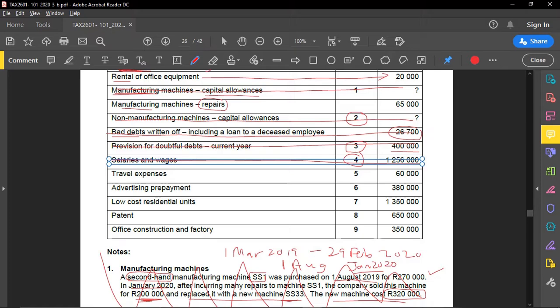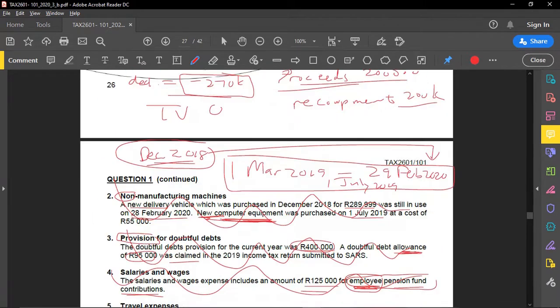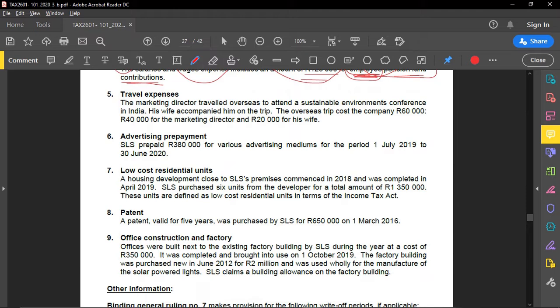Next, travel expenses. Note number 5, 60,000. Let's look at note number 5 here. Travel expenses. The marketing director travelled overseas to attend a sustainable environments conference in India. His wife accompanied him on the trip. The overseas trip cost the company 60,000. So the company is paying for the trip. That's important to note. This is kind of like a fringe benefit, but from the company's point of view, they would be able to claim this because this is for business.